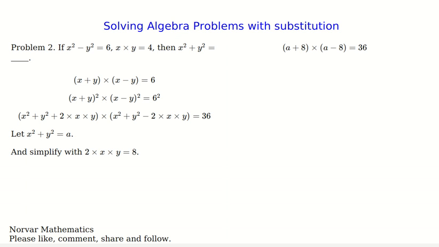Difference of two squares. a² − 8² = 36. That is, a² = 100. So a = ±10. Since a is non-negative, a = 10. Therefore, x² + y² = 10. This solution uses substitution.